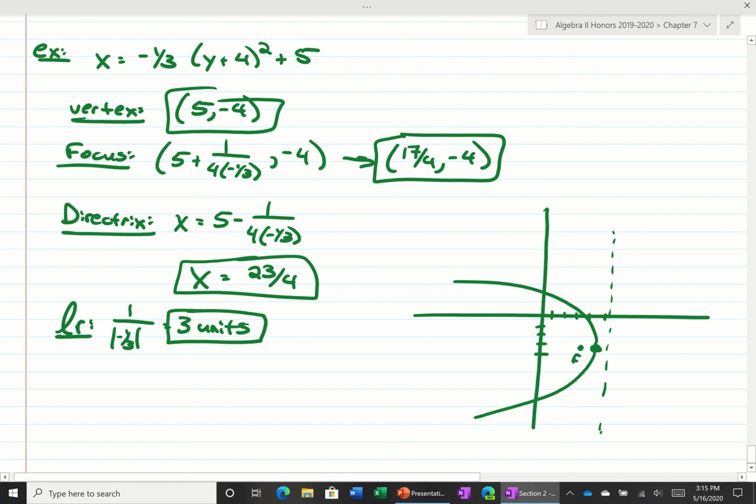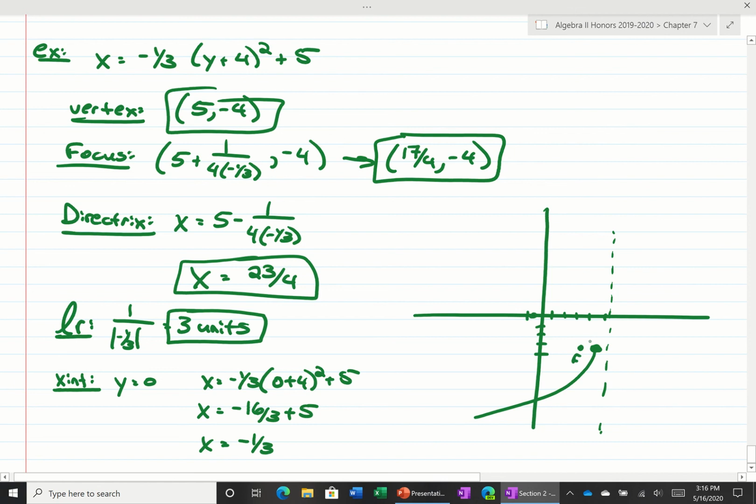And one other thing I just wanted to find too are the x and y intercepts. So the x-intercept looks like it's just going to be one value. If we put y equals 0 in here, we'd get x equals negative 1/3 times (0 plus 4) squared plus 5. 16 times negative 1/3 is negative 16/3 plus 5, and the x-intercept would be negative 1/3. So I totally didn't draw this right. Negative 1/3 is like over here.